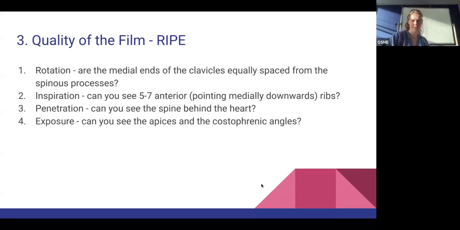The quality of the film, hopefully you'll know this. Rotation: are the medial ends of the clavicles equally spaced from the spinous processes, or do they look twisted? Inspiration: can you see 5 to 7 anterior ribs? The anterior ribs are the ones that point downwards in the middle, that's how you don't confuse them with the back ones. Penetration: can you see the spine behind the heart? If you can't, then the penetration's not good enough. And exposure: can you see all the way to the shoulders, all the way to the apices and all the way down to the costophrenic angles? If you can't, then the exposure is not good enough.